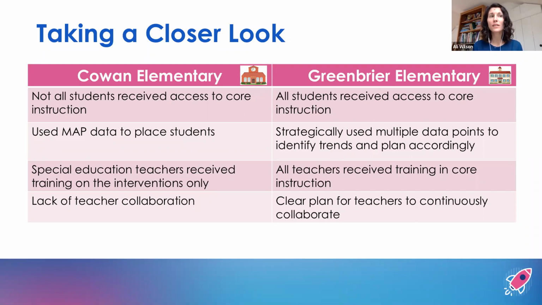At Cowan, the teachers who were teaching special education received particular training only for their particular intervention, while at Greenbrier, the special educators received core training as well as training in their intervention. And finally, as you identified, at Cowan, there was kind of a lack of collaboration. Each teacher kind of existed in their silo, while at Greenbrier, there was a clear plan for that continuous collaboration. So each of you named these key points here.